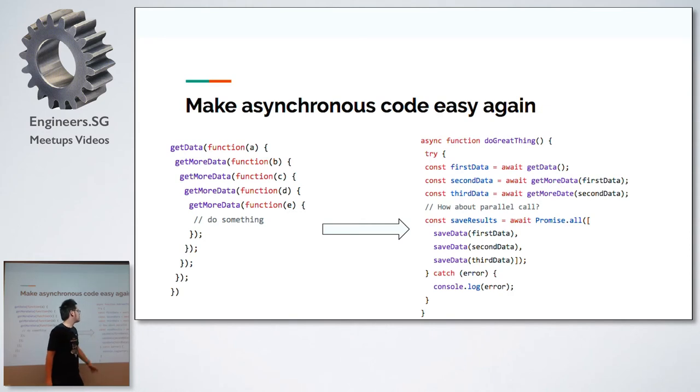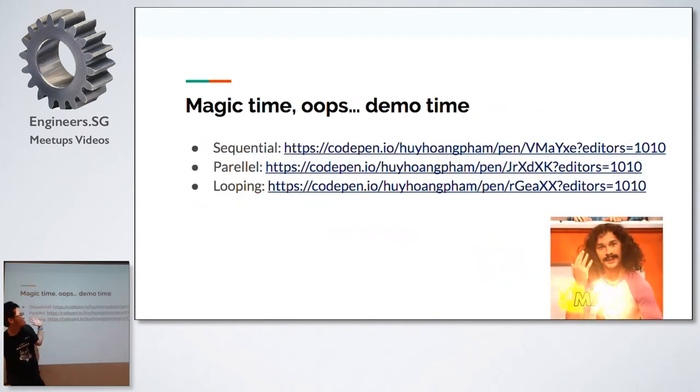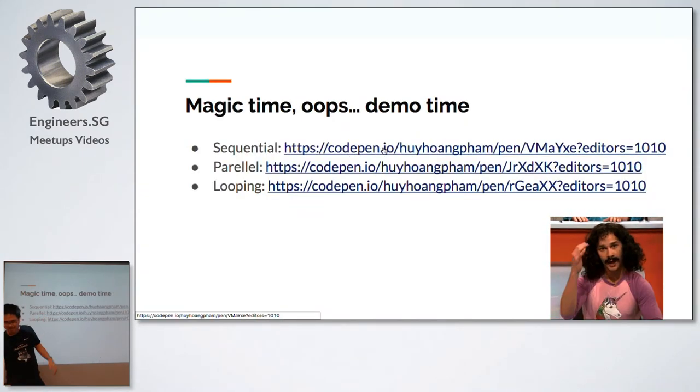And if we want to make parallel code, it treats the promise as an object. So we await for the promise on here. So yeah, to make it easy, I prepared more demos.